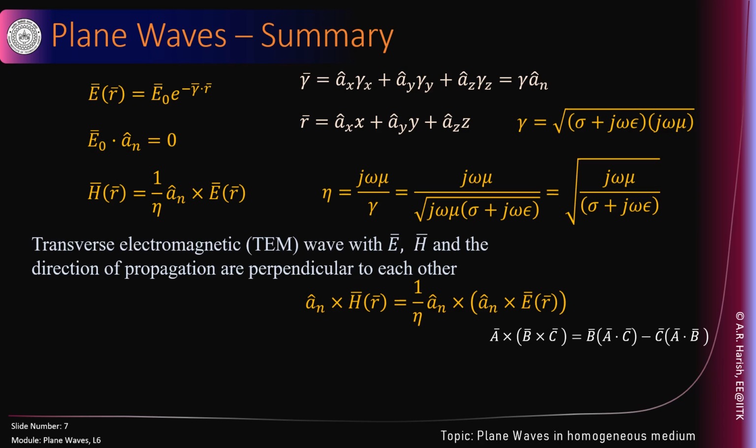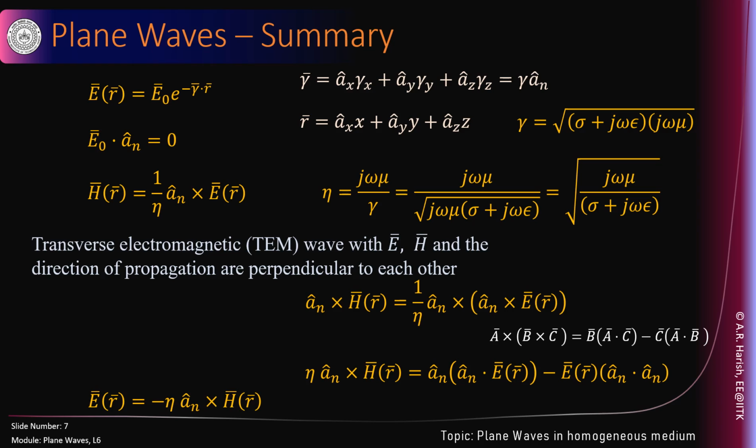Very useful result. What is A here? n cap. What is B here? n cap. What is C here? E bar. Therefore, you can easily show that the right hand part will be n times (n dot E) minus E times (n dot n). What is n dot E? 0, because they are orthogonal to each other. What is n dot n? 1, of course. Therefore, we have E is equal to minus eta n cross H. Wow, what a nice result.